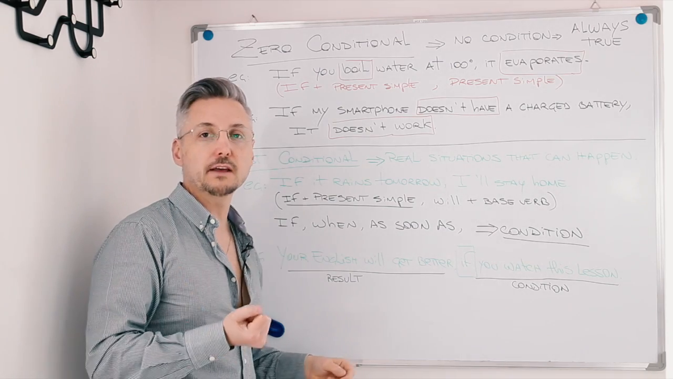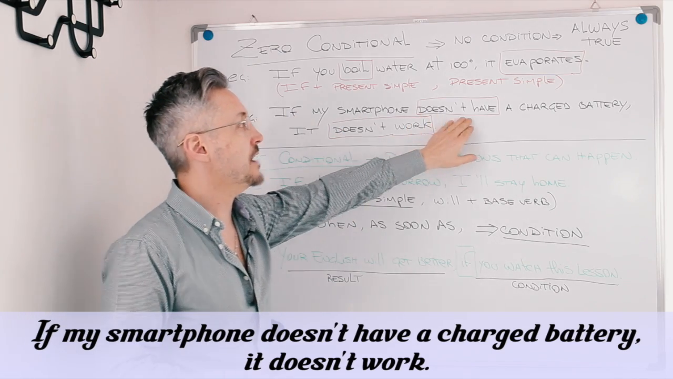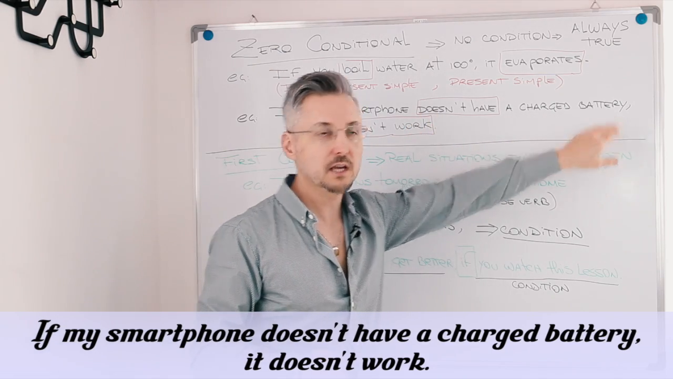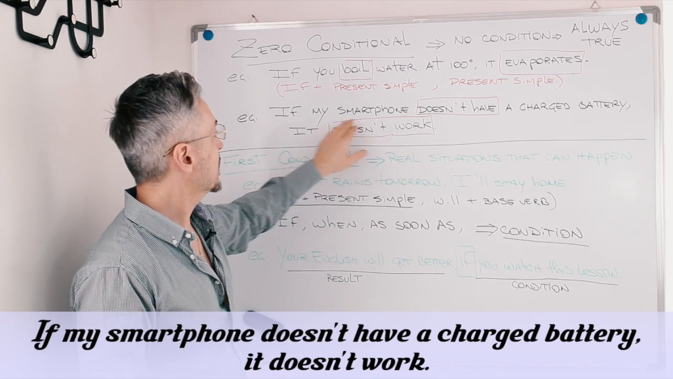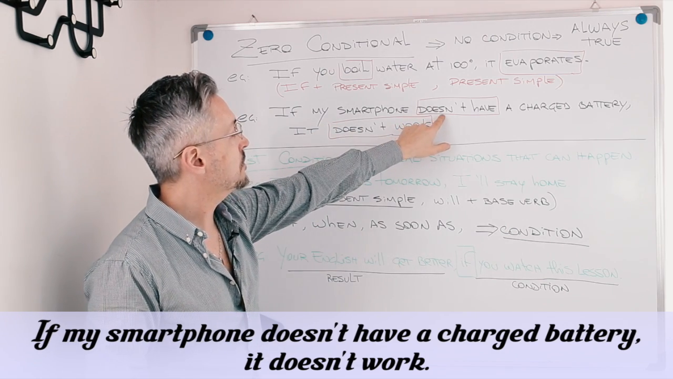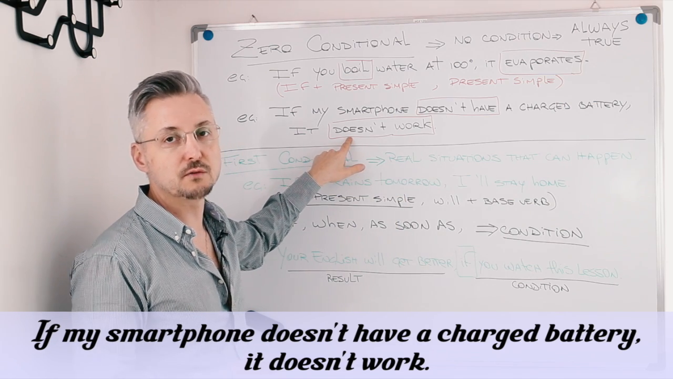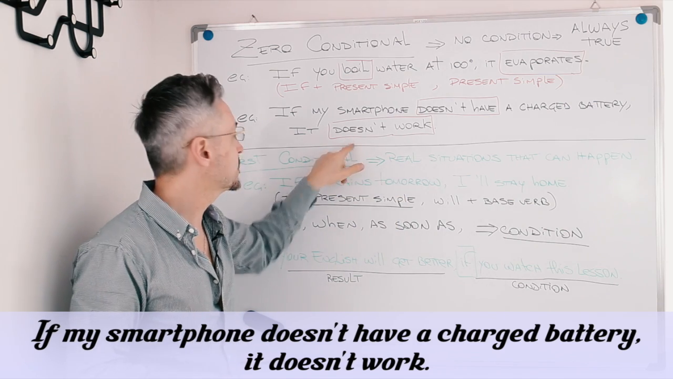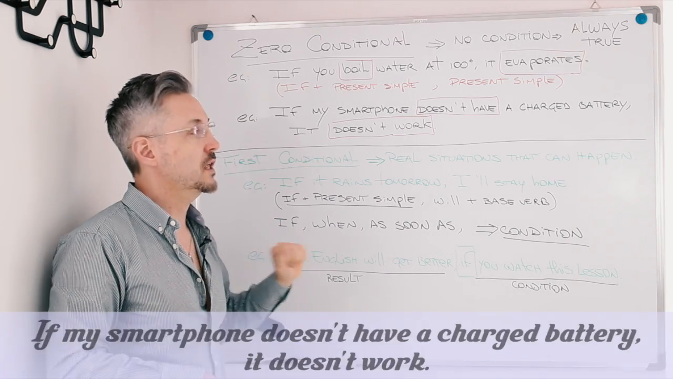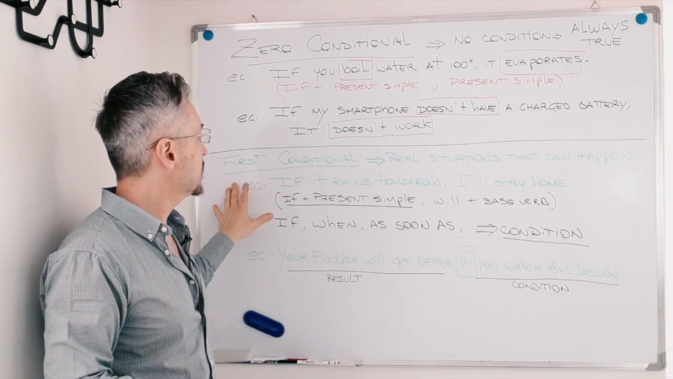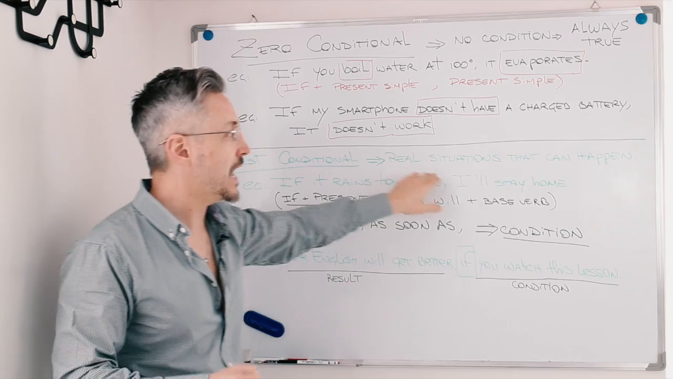Another example that I could give you is, if my smartphone doesn't have a charged battery, it doesn't work. You can see again the present simple with doesn't, and doesn't in the second part, which is the result of the sentence. Now, this is the zero conditional.